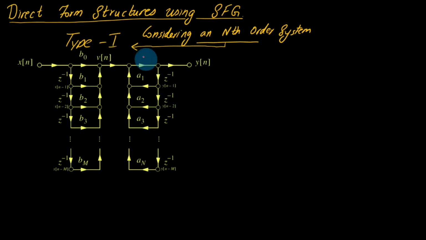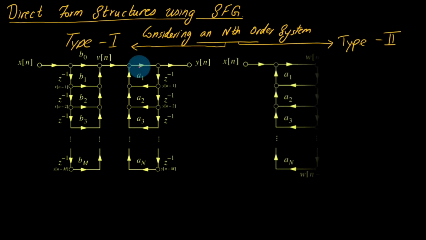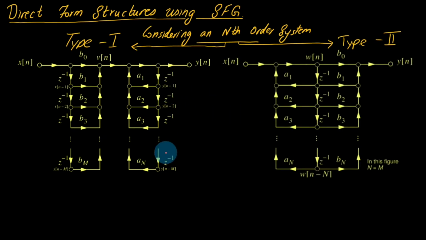Now converting this type 1 to type 2 is quite straightforward, and the only difference is that in type 2 the poles will be represented on the left side, whereas the zeros are represented on the right side. This transition of poles from the right side to the left side is made possible because of the superposition theorem of LTI systems that we are considering right now.